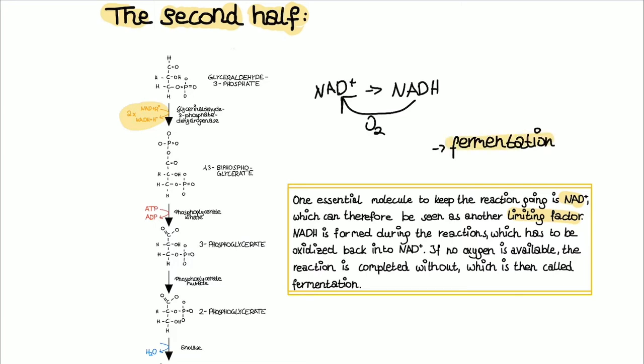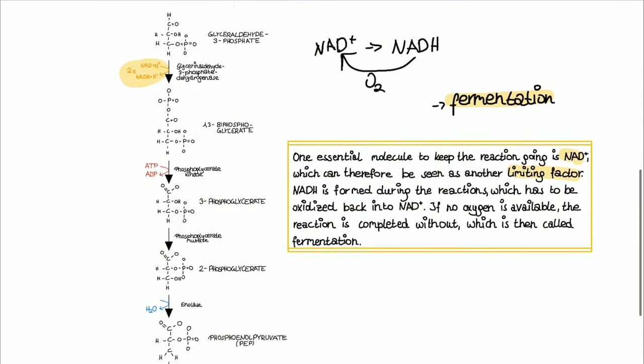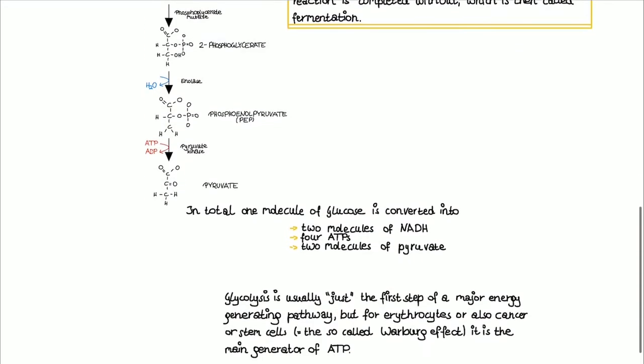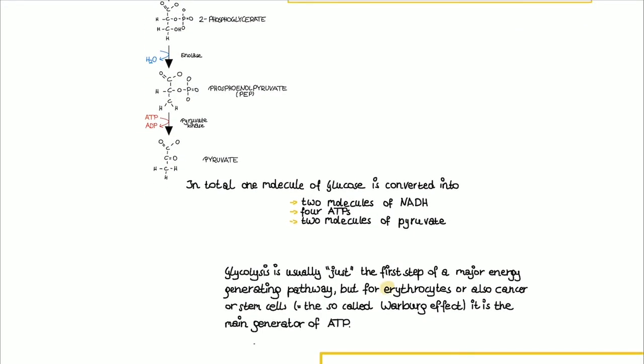As I said before, glycolysis is usually just the first step of a major energy generating pathway. But for erythrocytes, or also in cancer and stem cells, it is the generator of ATP. This is called the Warburg effect. Important again, keep the Warburg effect in mind. In total, one molecule of glucose is converted into 4 ATPs, 2 NADH and 2 pyruvate molecules. The pyruvate will become important in the citric acid cycle later on.